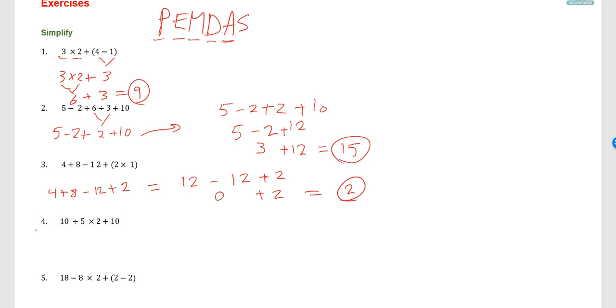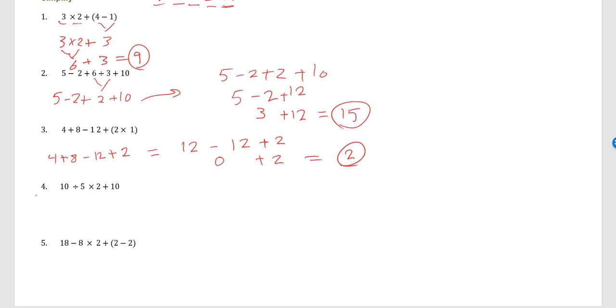10 divided by 5 times 2 plus 10. So here I have division, multiplication, and addition. And according to my mnemonic, which let me write it out here again, PEMDAS. So I don't have parentheses, I don't have exponents. I do have multiplication and division, so I'm going to do the multiplication first. I need to do the multiplication first. So 5 times 2 is 10.